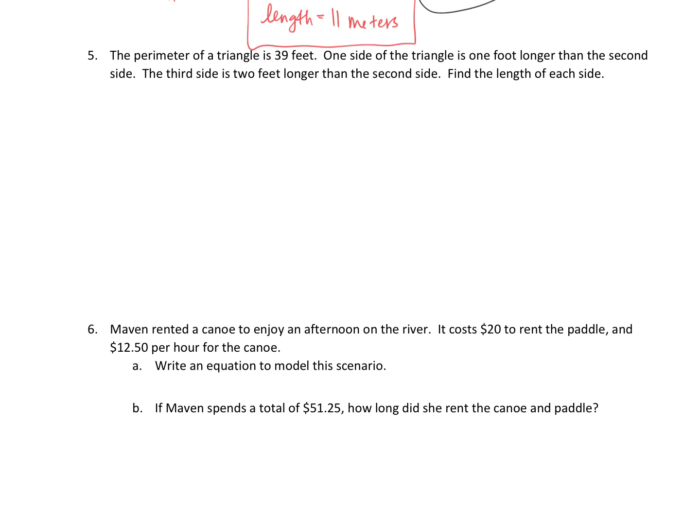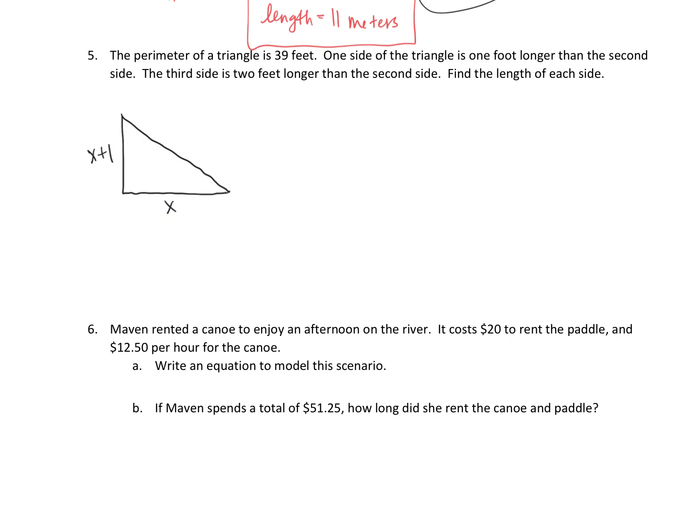All right, on number 5, we have the perimeter of a triangle this time. So we're going to be looking at a triangle. The perimeter of a triangle is 39 feet. One side of the triangle is 1 foot longer than the second side. So I'm just going to pick a side here. It's comparing to the second side, so I'll say this is x. One side of the triangle is 1 foot longer than the second side. So let's say x plus 1.